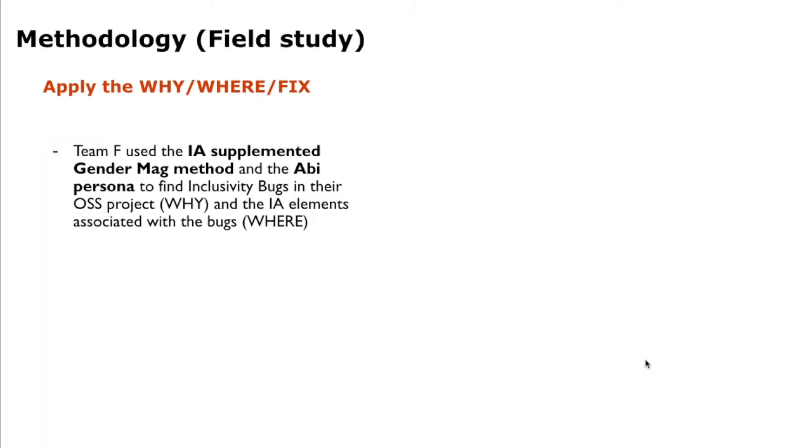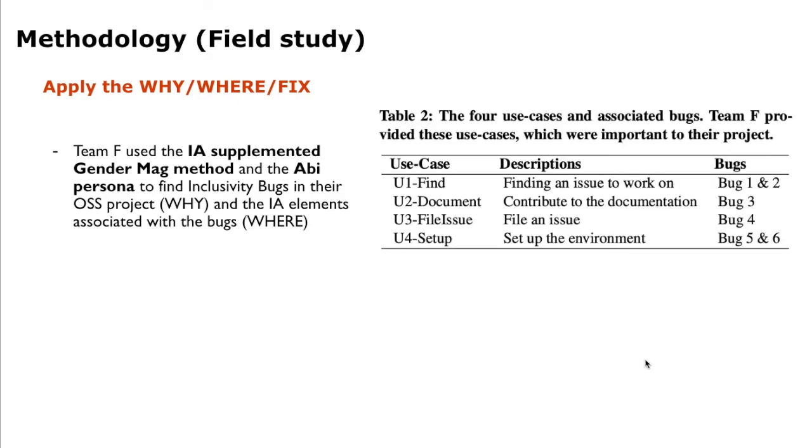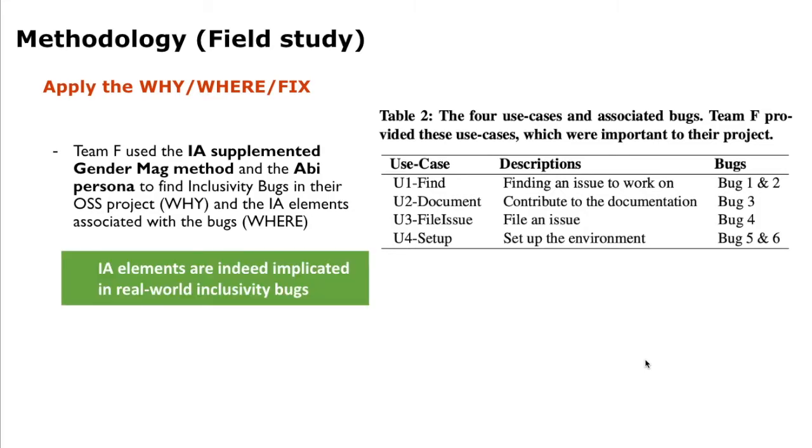Team F used the IA supplemented GenderMag method and the Abby persona to find inclusivity bugs in their OSS project, and that would be the why, and the IA elements associated with the bugs, which would be the where. When doing this, they used 4 use cases that were important to their project. For example, finding an issue to work on or setting up the environment. And they found out that IA elements are indeed implicated in real-world inclusivity bugs.